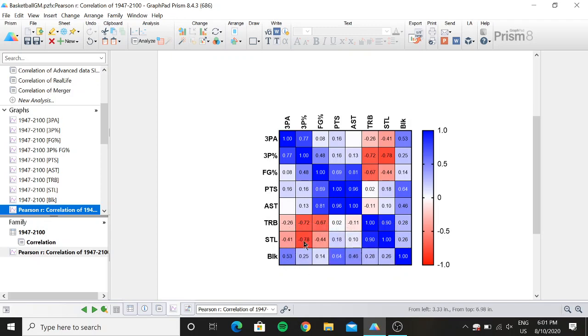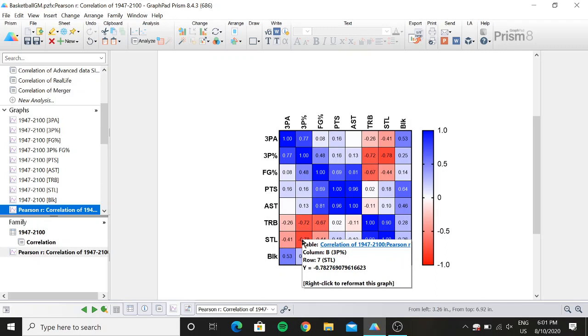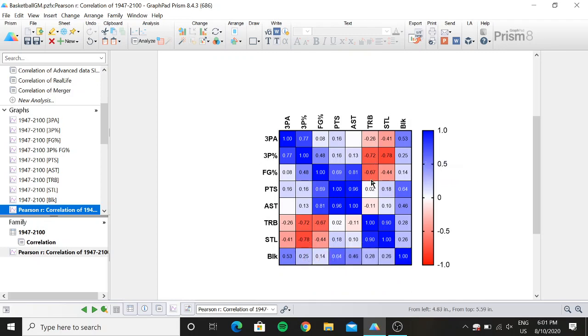Both of them do not. So it might just be statistical noise. But one correlation that to me is not statistical noise is the field goal percentage and total rebounds, which is negative 67.67.